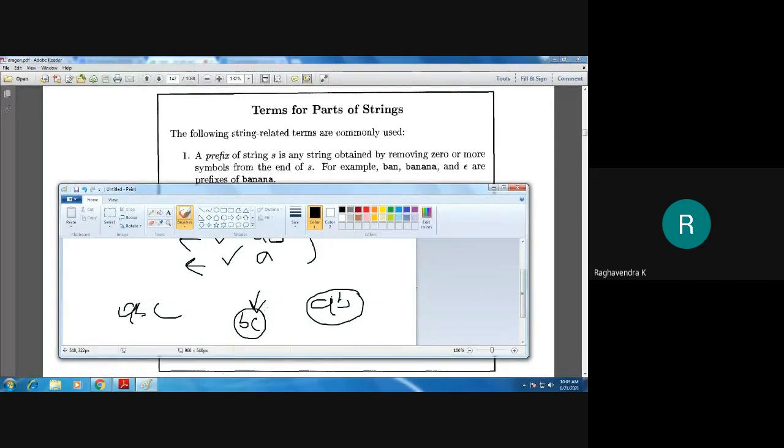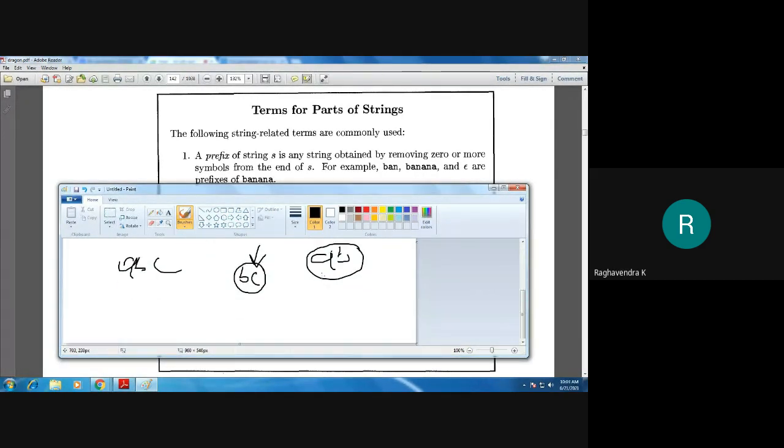a substring. Now remember that when I say I can delete from the beginning and the end, it does not mean this. For example, I cannot delete B and say that AC is a substring of ABC. No. AC is not a substring of ABC, but AB is, BC is, even B is, right? But AC isn't. I cannot delete anything randomly.